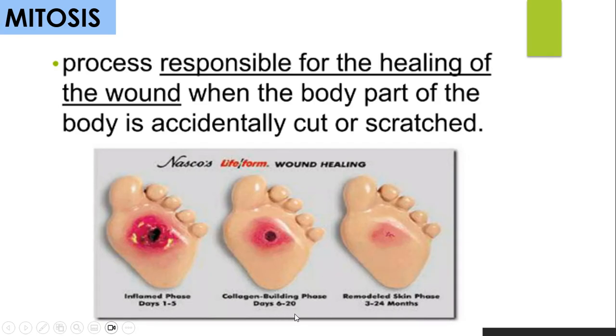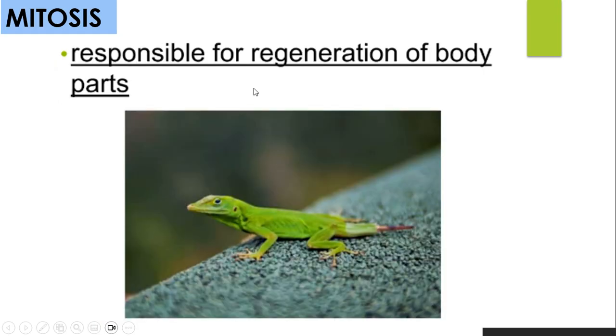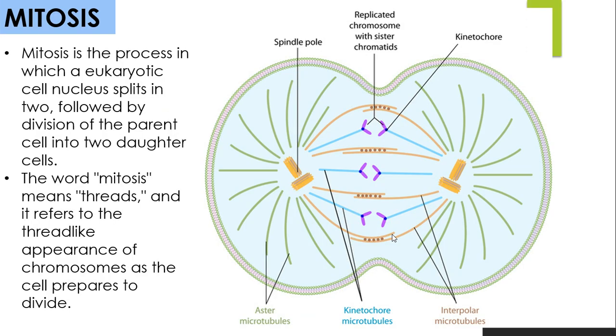Collagen building phase is day 6-20. Remodel skin phase is 3 to 24 months. Responsible for regeneration of the body parts. This is a gecko, right? Or a chameleon. Chameleon can actually regenerate their body parts. So if you see a chameleon with a broken tail, which happens very often because it's very slender, it grows back on its own, right? Or even if you see a broken tail, the tail will be wagging on its own, because it has the cells that keep it alive.